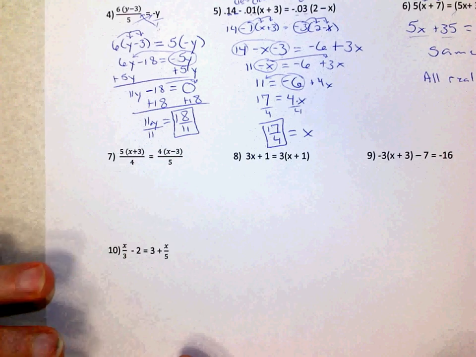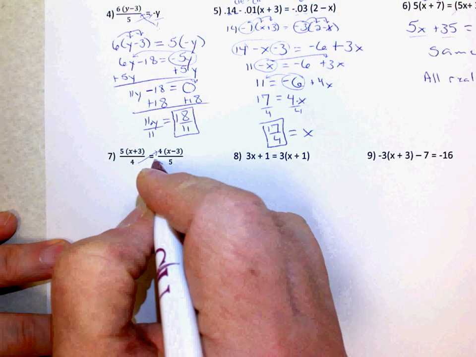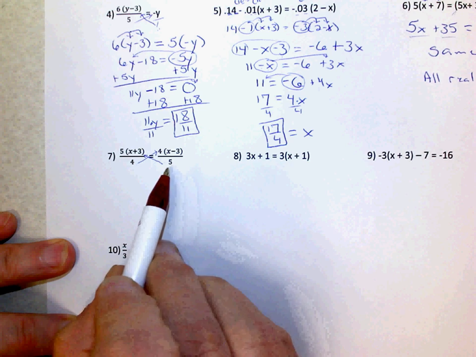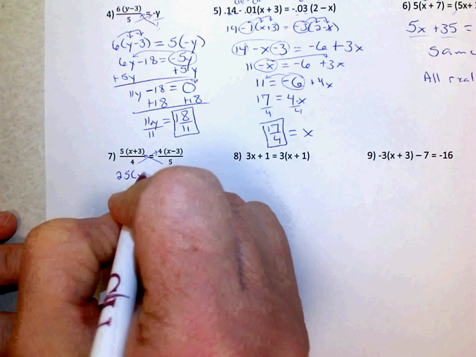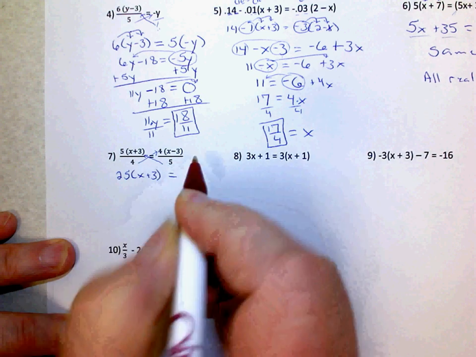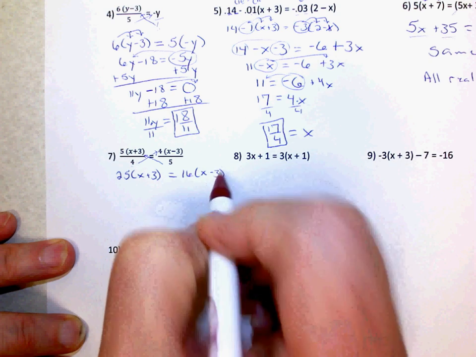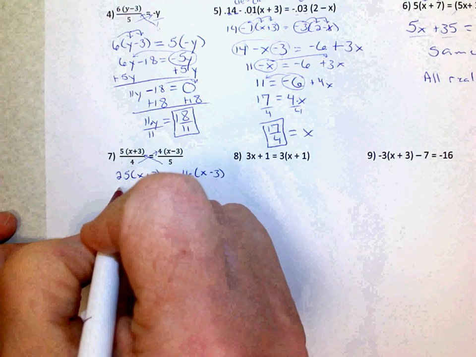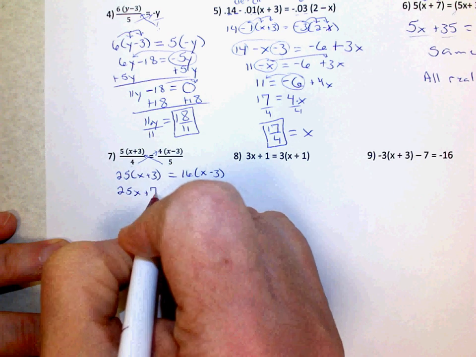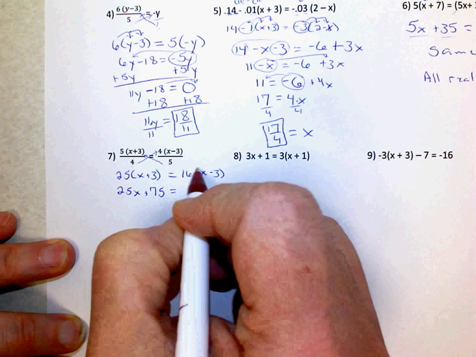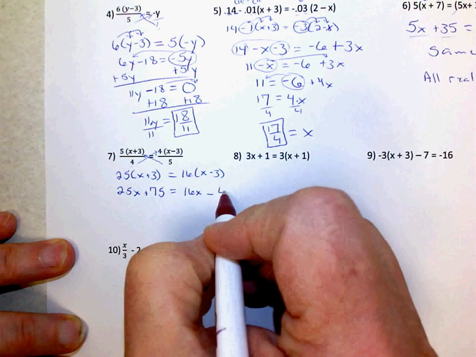Now, again, one fraction equal to one fraction, you cross multiply. So 5 times 5 is 25 times x plus 3 equals 4 times 4 is 16 times x minus 3. And we take 25 times x plus 25 times 3 equals 16 times x minus 16 times 3, which is 48.